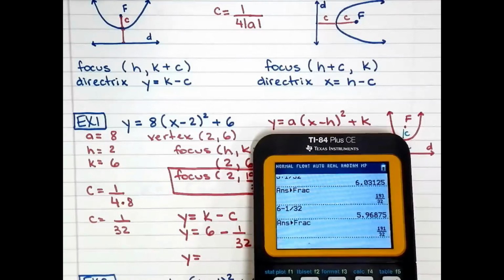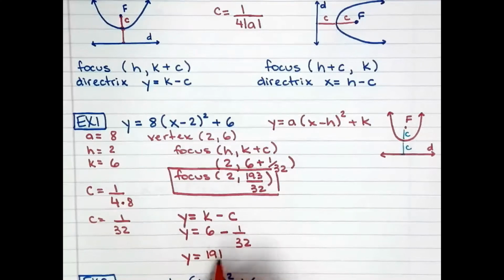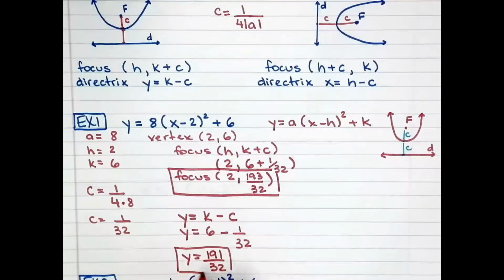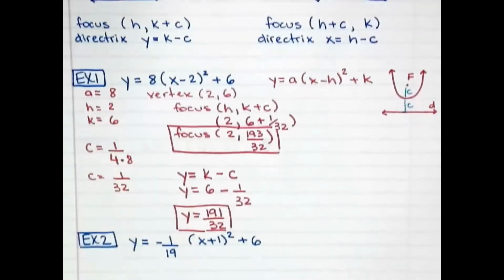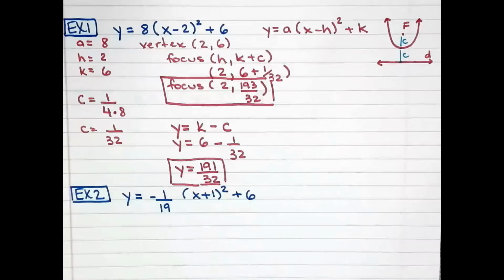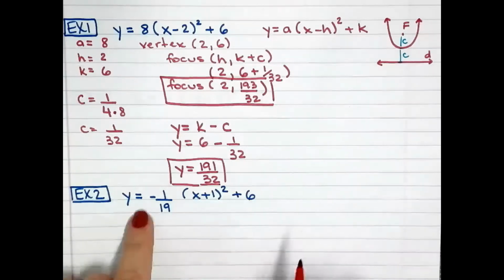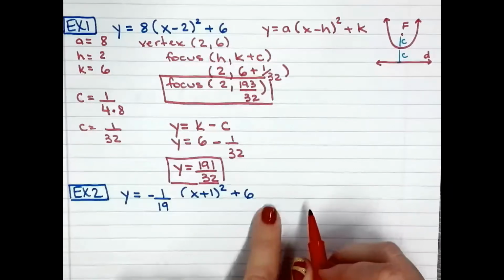So y equals 191 over 32. Yes, we're going to do all this for all 4 equations that we have because they're all different. If you get it, go ahead and skip through and have fun. Okay, another y equals. I'm not going to copy this because I already have this.